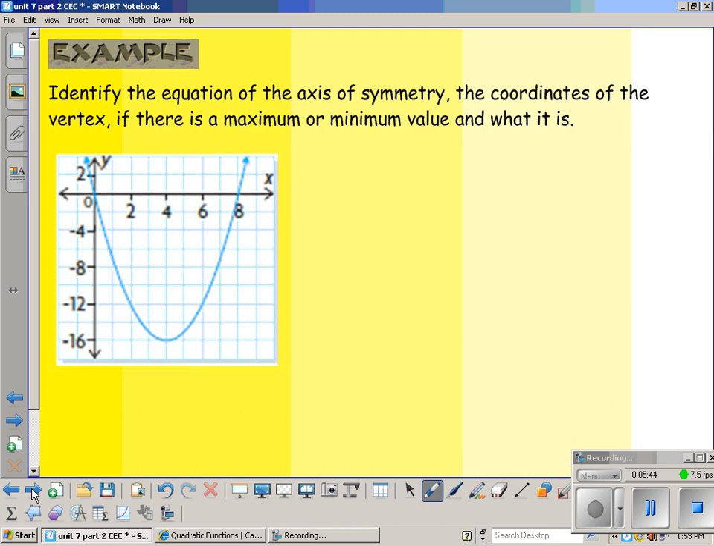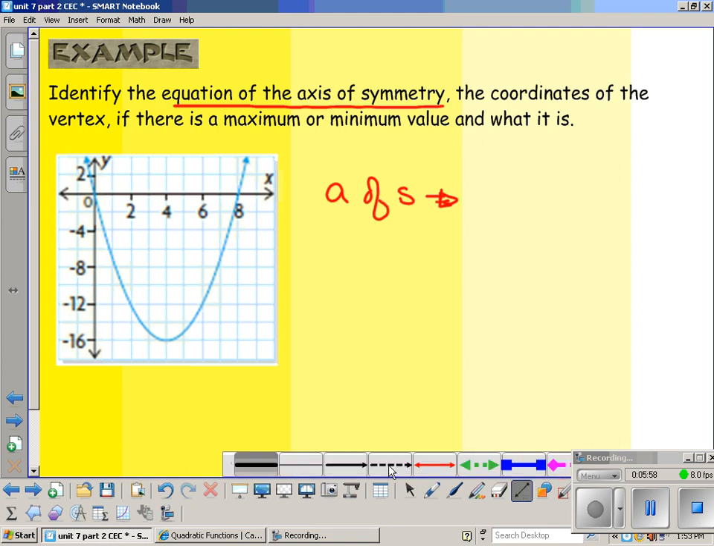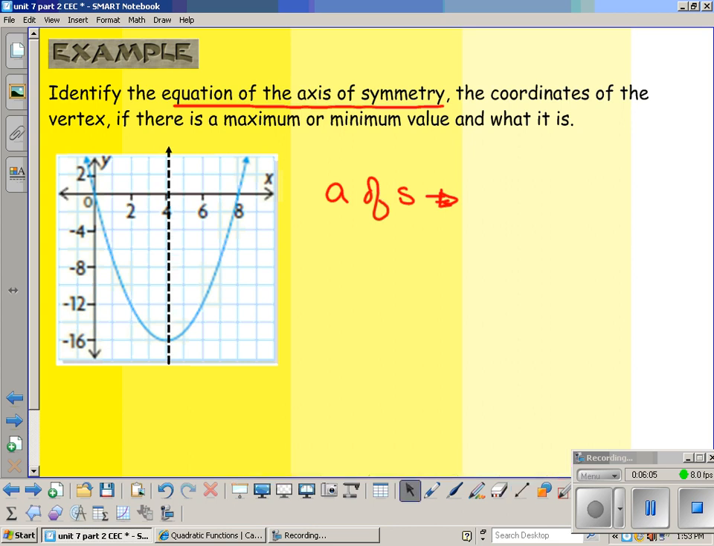Let's identify the characteristics when we are given a graph. First of all, we want the equation of the axis of symmetry. Now remember, the axis of symmetry is a vertical line that goes through the vertex of the parabola. So here is a vertical line that goes through the vertex. Because it is a vertical line, it's an x equals, and in this case it's going through the value of 4. So x equals 4.